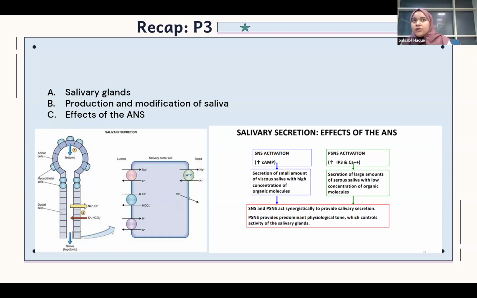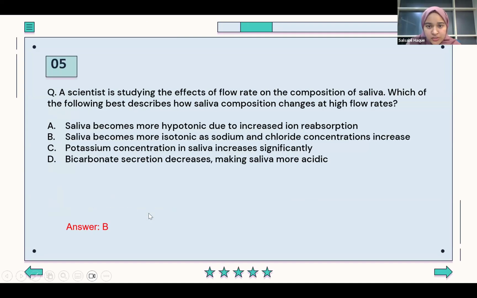So now the electrolyte concentration of the saliva in the duct decreases, right? So it becomes more hypotonic compared to the saliva in the acini or compared to the plasma as well. Okay, and you have higher concentration of bicarbonate and potassium in the final saliva. So the final saliva is hypotonic and it has higher concentrations of potassium and bicarbonate. Okay, so what was the question? The question here was to describe how saliva composition changes at high flow rates.